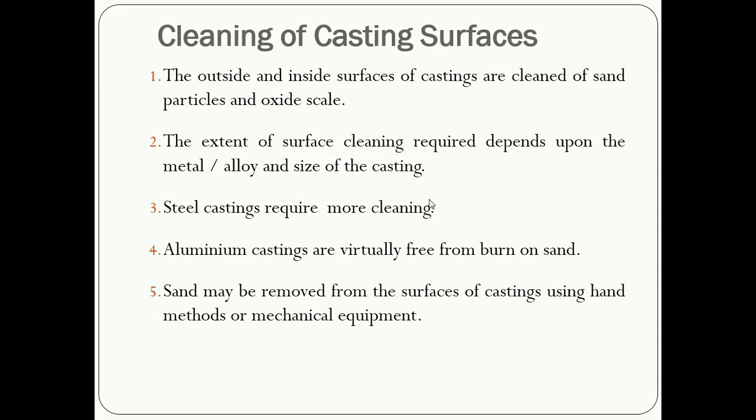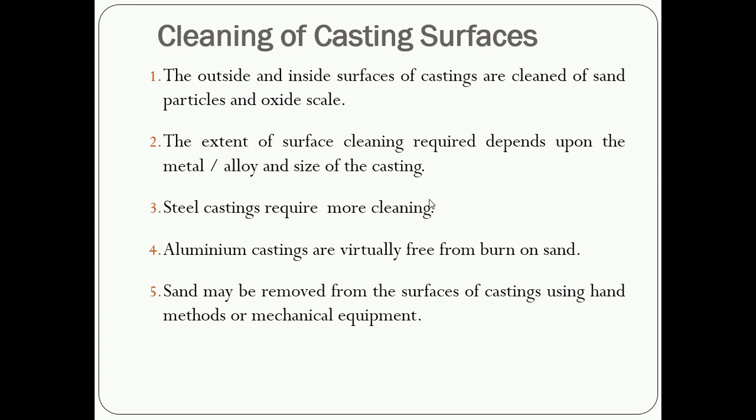Now the next step is cleaning the surface of the casting. A casting has two surfaces. If it is hollow, the outside and inside surfaces of the casting are cleaned of sand particles and oxide scale. In the first chapter, while studying the limitations, we saw adhering sand and oxide scale. These two are important major defects in the foundry industry, which we have to overcome. For that purpose, we have to aim for optimum results.